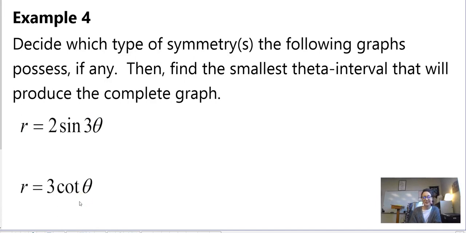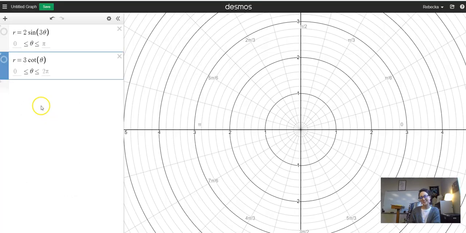So for our final example, we just want to determine any of the symmetries, which we've already talked about, and then also find the smallest theta interval that's going to produce the complete graph. And we're going to do all of this on Desmos. And so let's go ahead and pull up. All right, so I've gone ahead and typed them in for us already. Remember, if you want to type in theta, I think the easiest way is to just write the word theta, T-H-E-T-A, and that will change it to theta for you.